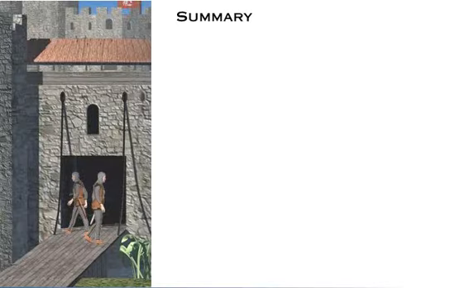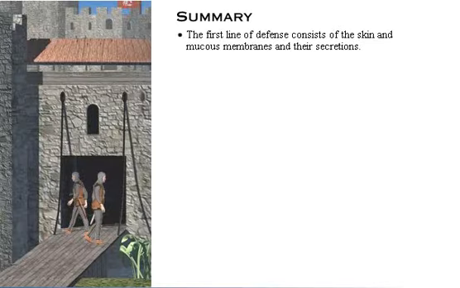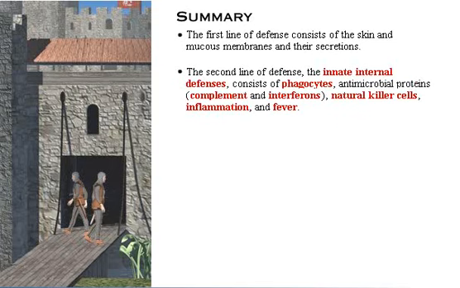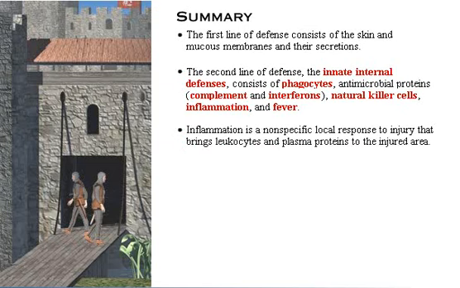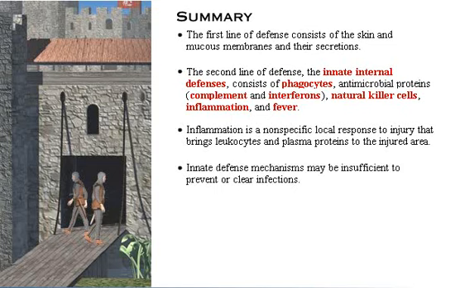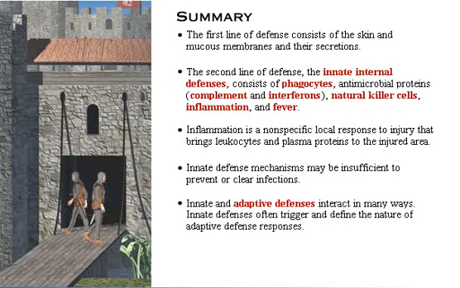Here's a summary of what we've covered. The first line of defense consists of the skin and mucous membranes and their secretions. The second line of defense, the innate internal defenses, consists of phagocytes, antimicrobial proteins, such as complement and interferons, natural killer cells, inflammation, and fever. Inflammation is a non-specific local response to injury that brings leukocytes and plasma proteins to the site of injury. Innate defense mechanisms may be insufficient to prevent or clear infections. Innate and adaptive defenses interact in many ways. Innate defenses often trigger and define the nature of adaptive defense responses.